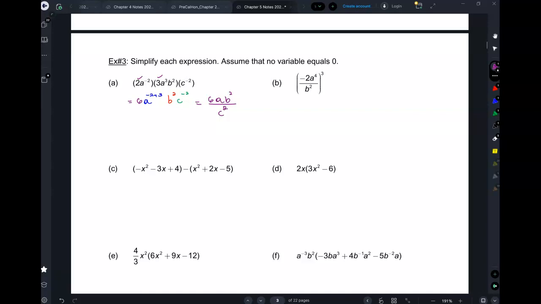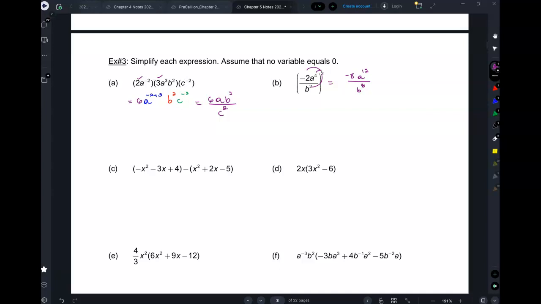Okay, very common mistake. A student will come here and they'll see this negative, they'll bring everything in the denominator. No. Ask yourself, who does the negative exponent belong to? Just the C. So only the C moves down. All right? Okay, here, everybody gets a 3 as an exponent. So it'll be negative 2 cubed, which is how much? Negative 8. A to the 12 over B to the 6, sorry. And that's it.